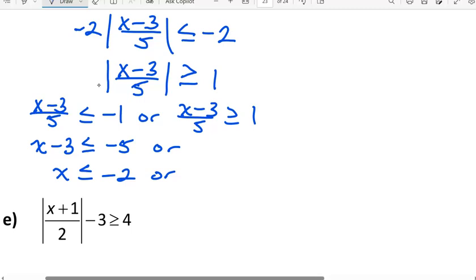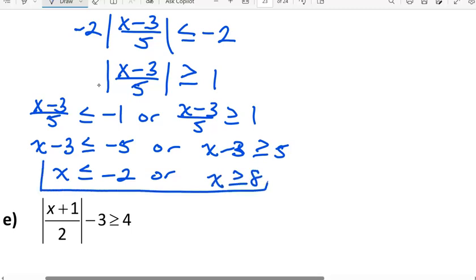And let's do the other side of the or. Multiply by 5 and add 3. And our solution to this inequality is an or statement. That's a disjoint set. The only way to say that is or. Either the x values are on the left side of negative 2 or they're on the right side of positive 8.